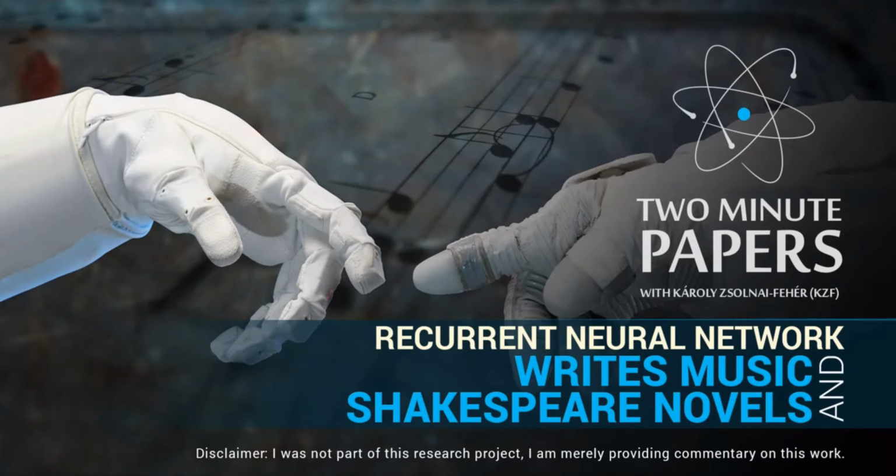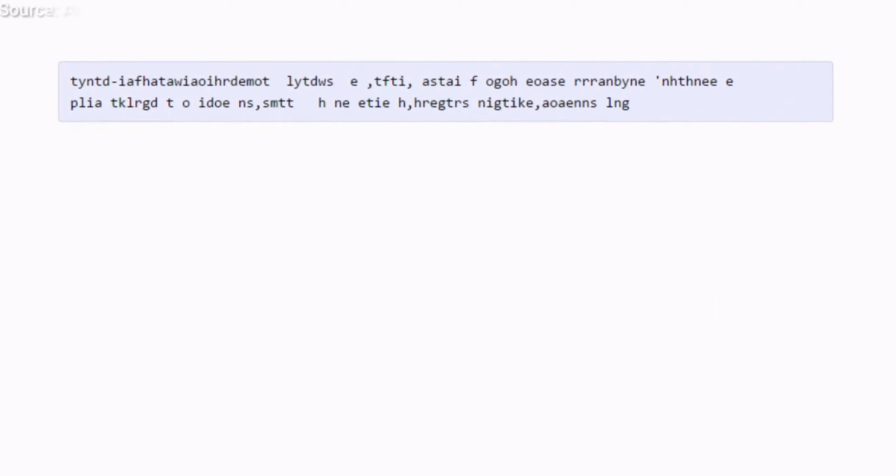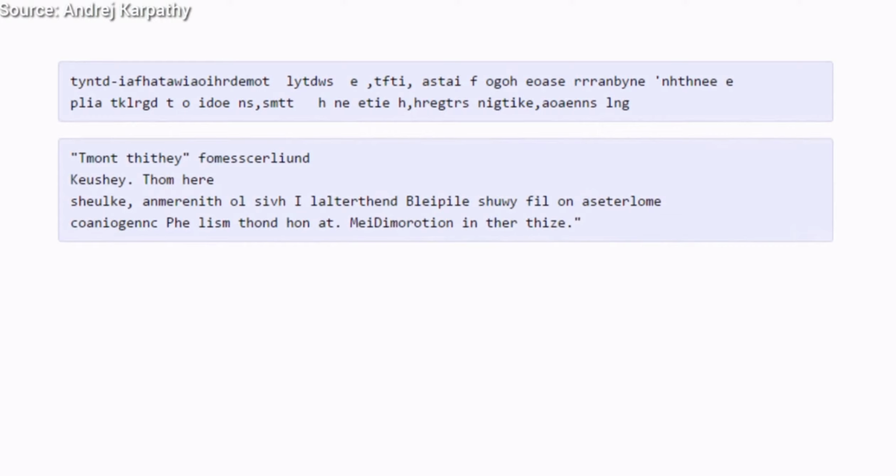It should be noted that generating a new novel happens letter by letter, so the algorithm is not allowed to memorize words. Let's look at the results at different stages of the training process. The initial results are, well, gibberish. But the algorithm seems to recognize immediately that words are basically a big bunch of letters that are separated by spaces. If we wait a bit more, we see that it starts to get a very rudimentary understanding of structures.